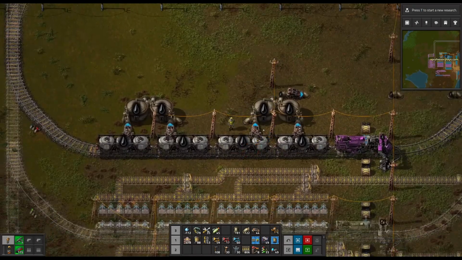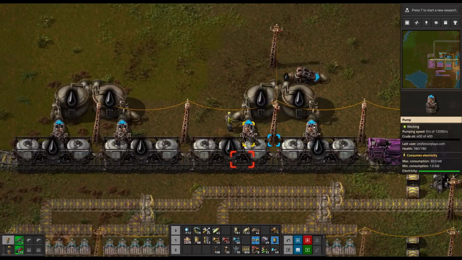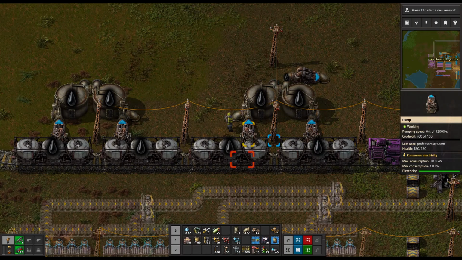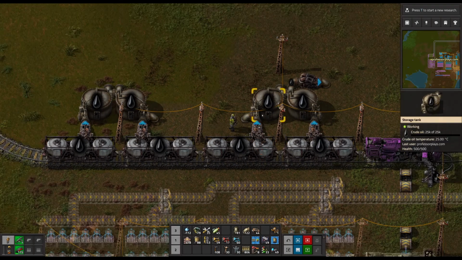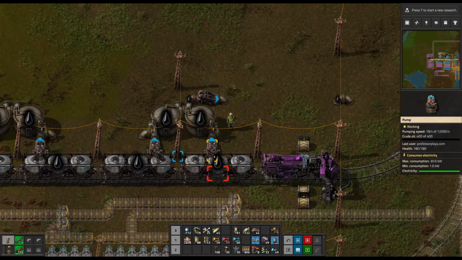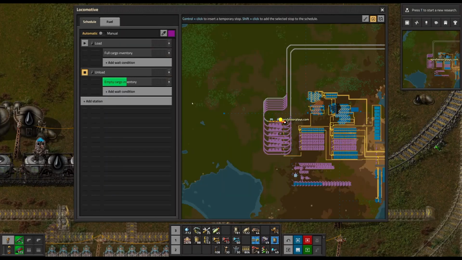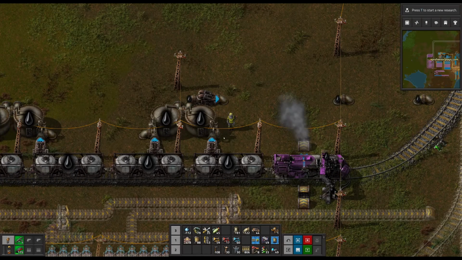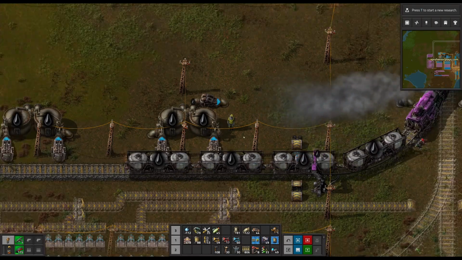And to unload a train, if you can see it right here, this pump is what unloads the fluid wagon. When the train pulls up, this pump will attach to the fluid wagon, and then it will pump the oil into storage tanks. I'll make the train leave, and you can see the pumps will disconnect. So go back to the oil field, please. You see the pumps disconnect there.